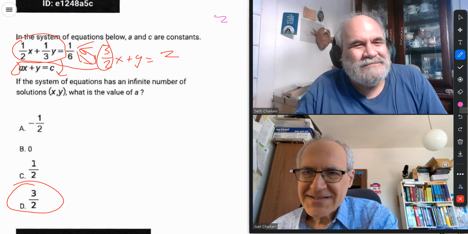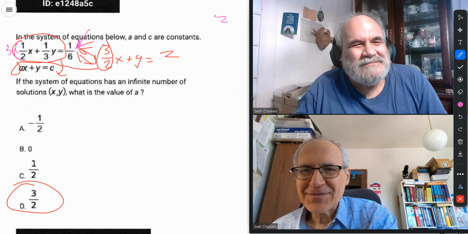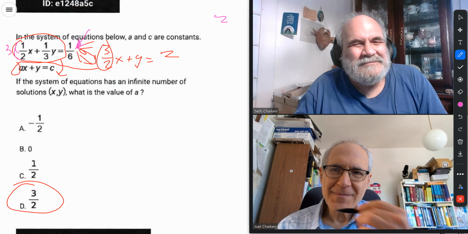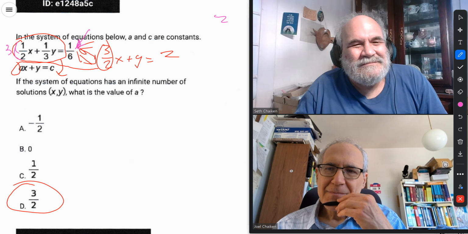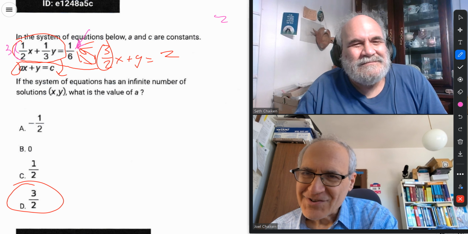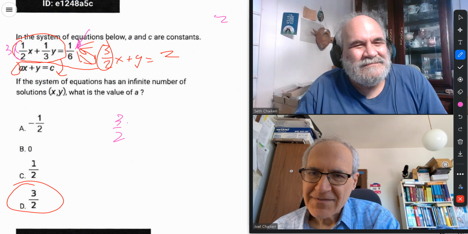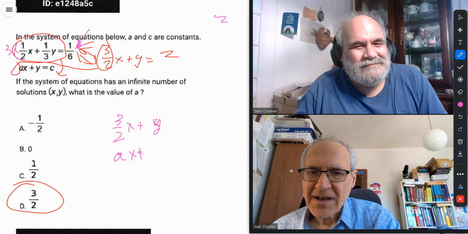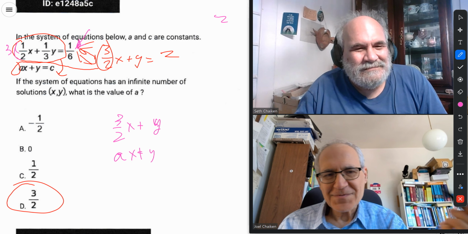You could make a mistake multiplying this equation by 3. You can, because you could forget to multiply. Actually, it doesn't matter if you forget to multiply the 6 by 3. That's right. It doesn't matter. Yeah, but you can make a mistake. This is multiplying of fractions. This is 3 halves x plus y. And then you could just see that a has to equal 3 halves. Yeah, it's really personal choice.